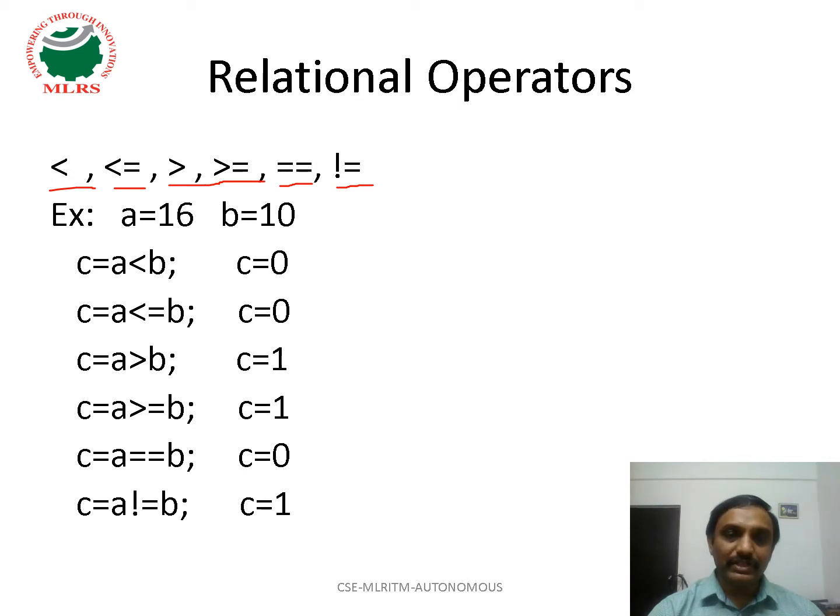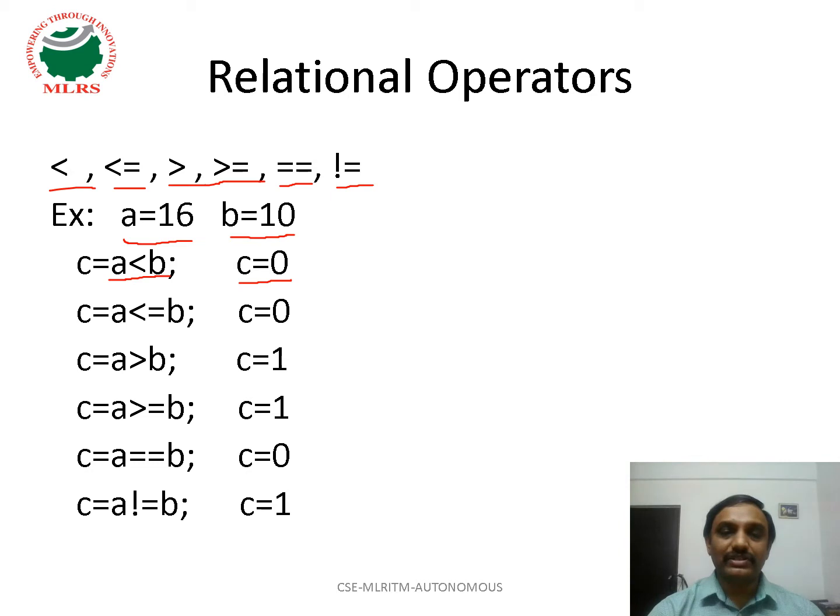So we observe in this example, we have taken A is 16, B value is 10. A is less than B. So here what is the A value? 16. What is the B value? 10. 16 less than 10, which is false. So what is the result it is giving? 0.